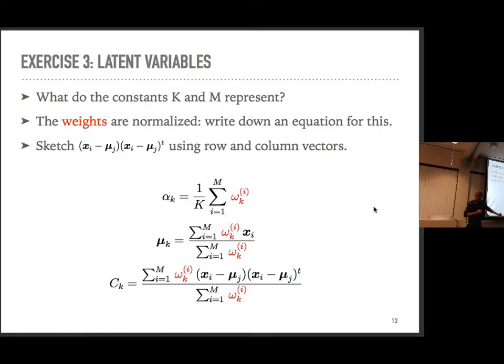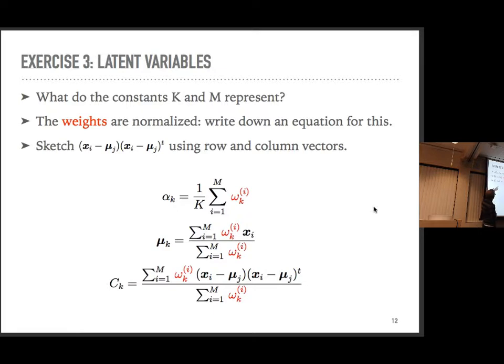Just make sure that you understand what's written down here. There's no programming involved. I just want you to talk about this. Tell me, what do these constants capital K and capital M represent here? The weights in red are normalized. What does that mean? I can write down an equation for what it means for the weights to be normalized.